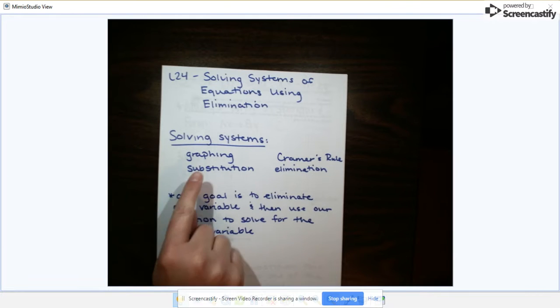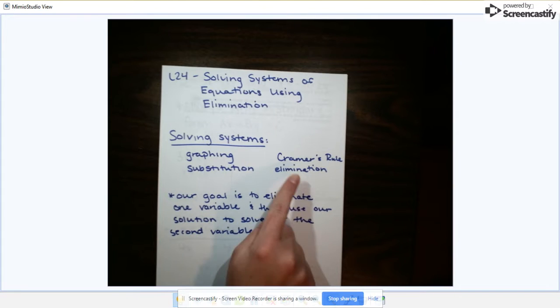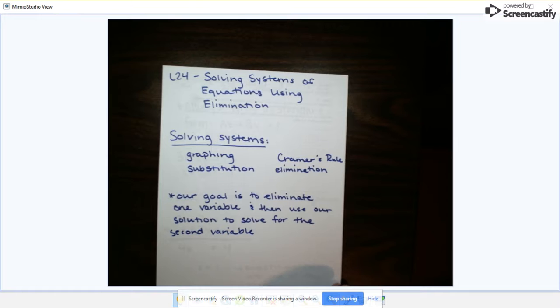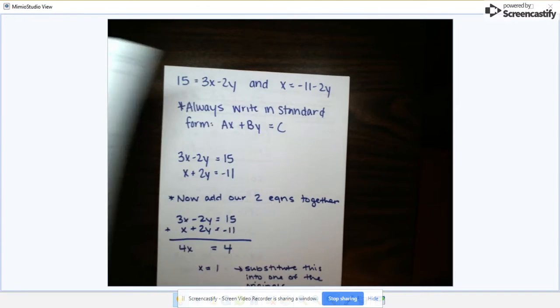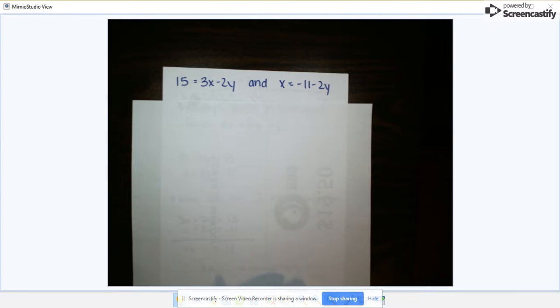So in the past we've solved these systems by graphing or using substitution. We also know Cramer's rule from our matrix unit, and today we're going to learn elimination. So our goal with elimination is to eliminate one of our variables by adding our two equations together, and then we'll use our solution to solve for our second variable. So our goal is to solve this system right here, these two equations.